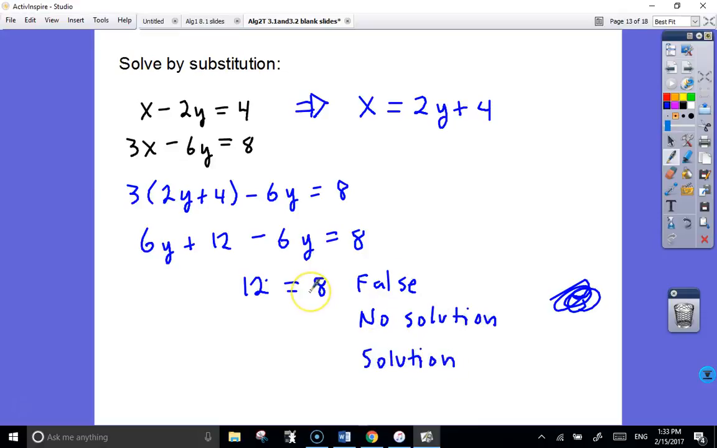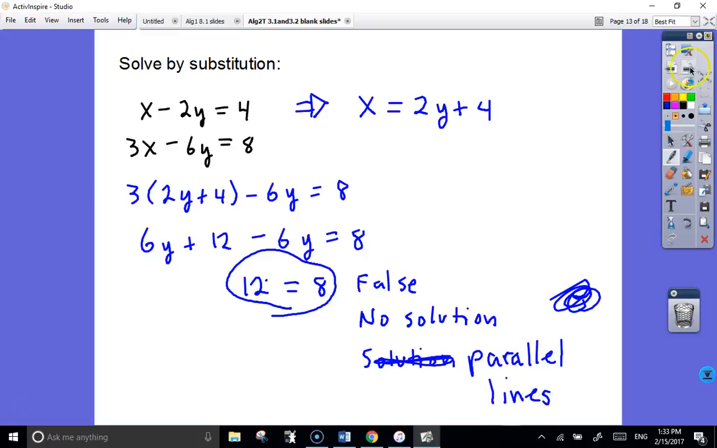So if you solve something like this and you get all the way down to that point right there, you've got to say what it means, right? You've got to say that means it's parallel lines. Okay, next one.